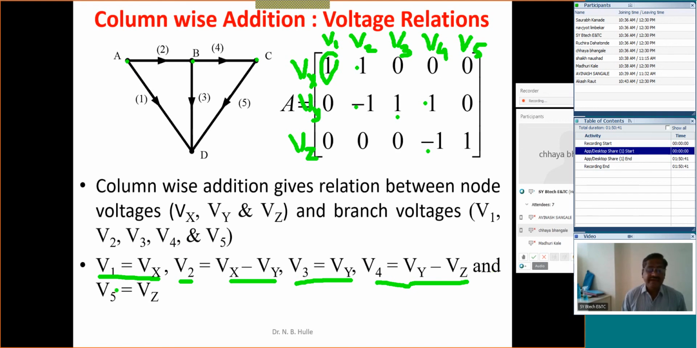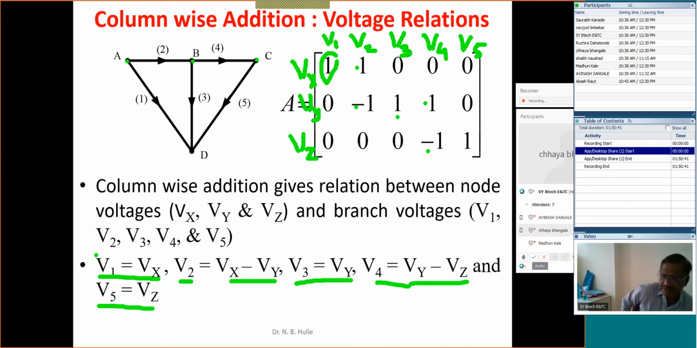And finally, the branch 5 voltage, that is V5, is equal to Vz, which we are able to calculate. Indirectly, we are able to find the relation between the branch voltages and the node voltages.